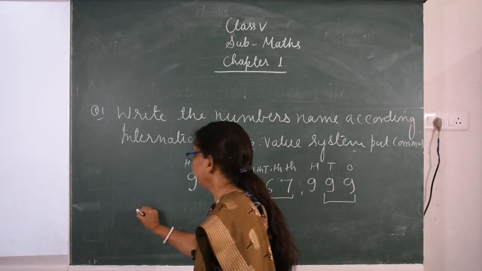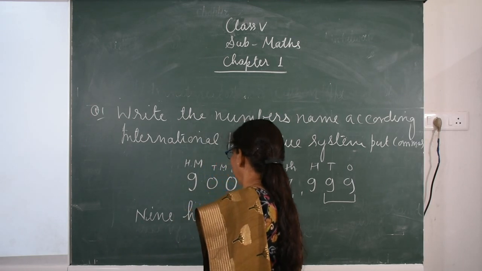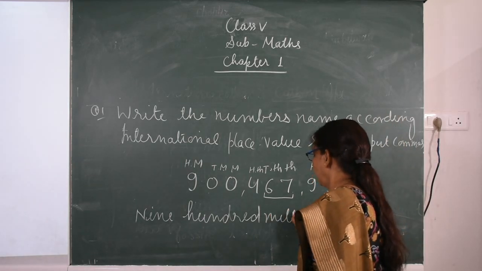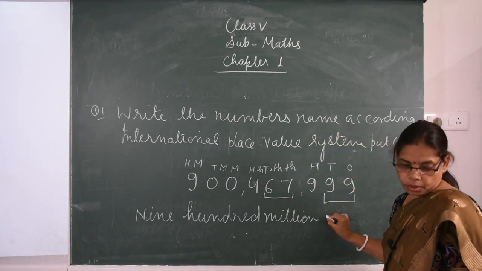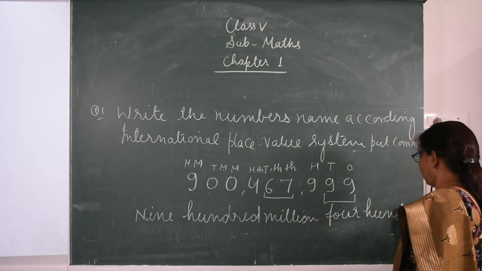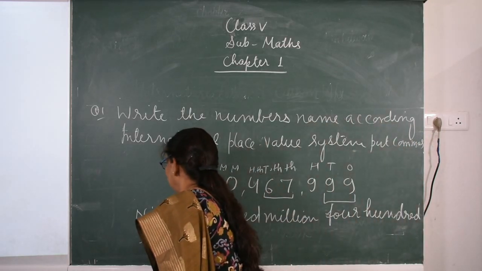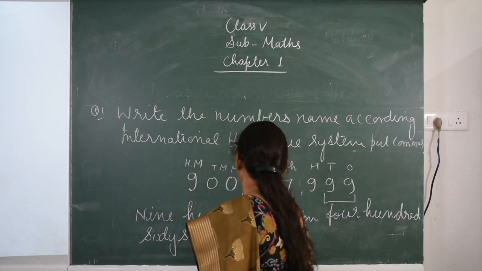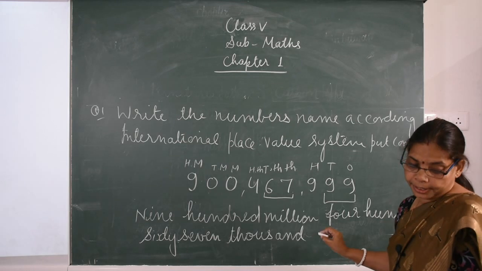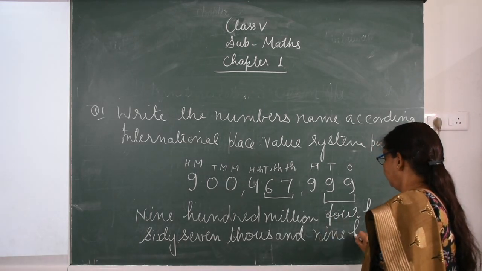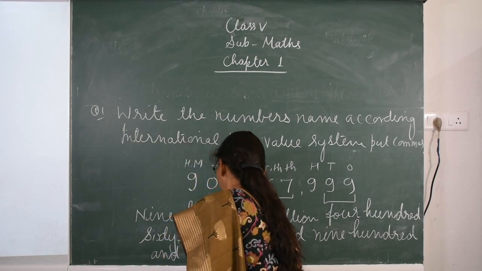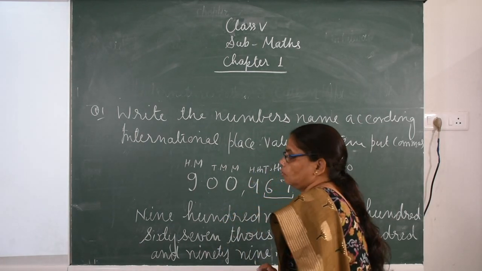So write these in words, spelling. So the number name: 900 million, 467,999. Understand, children?